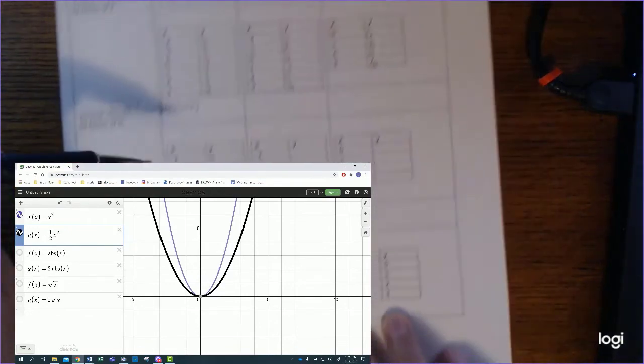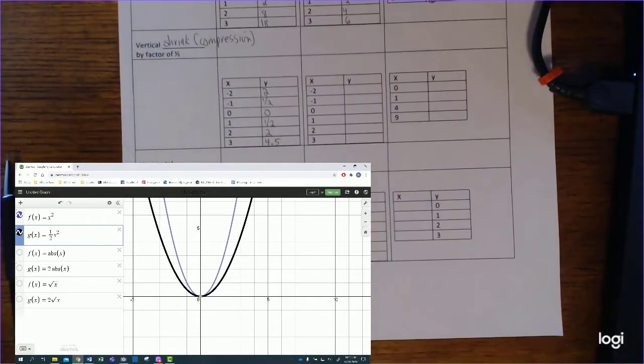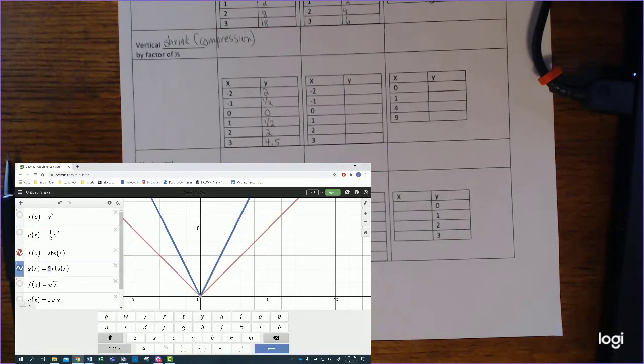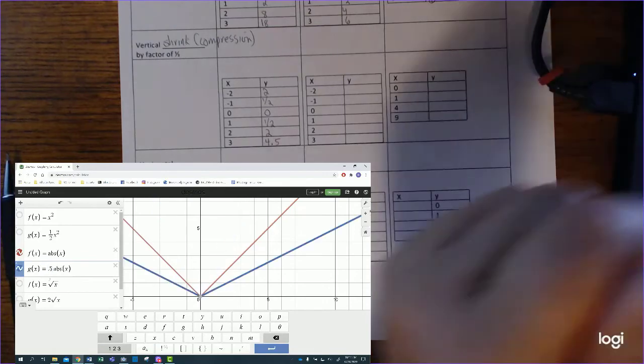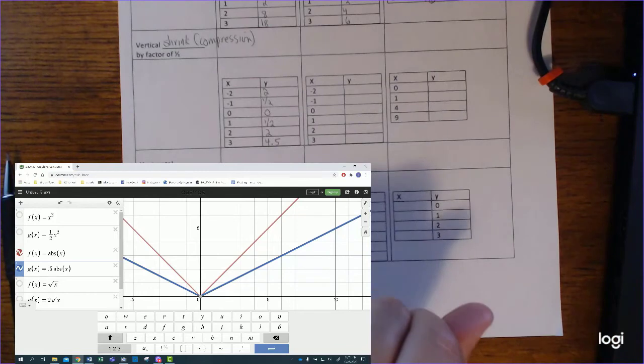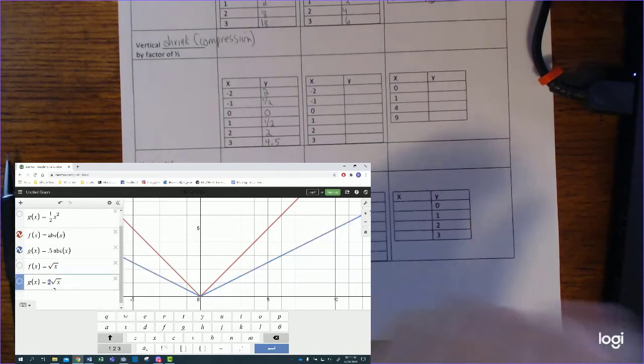And so the same thing is going to happen for all of these. If I want to do a vertical shrink by a factor of 1/2, I'm going to multiply the outside of the function by a half, and I'll just type in 0.5. See how it vertically compressed it or vertically shrunk it? The y coordinates are changing. Same thing here.